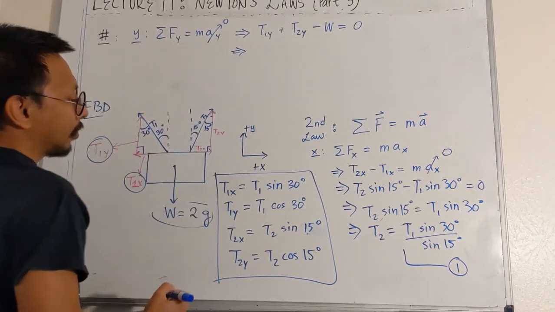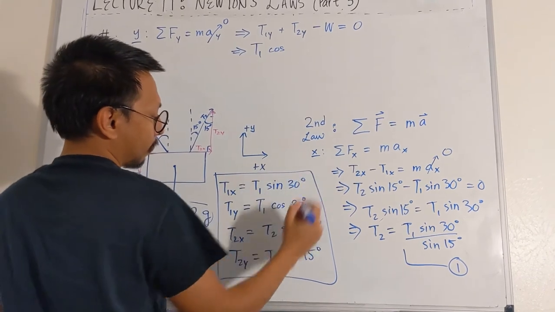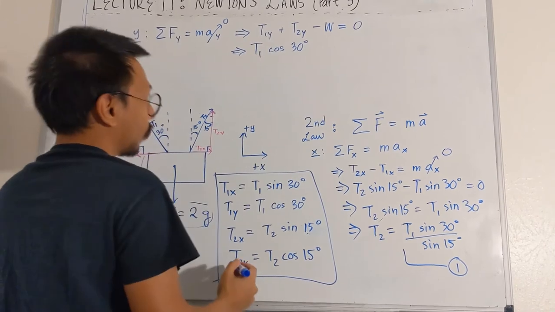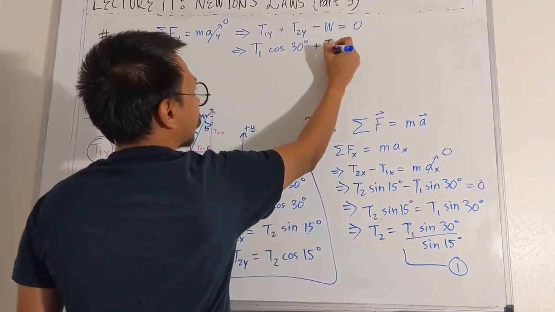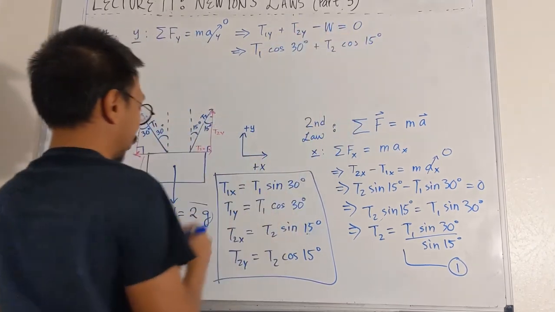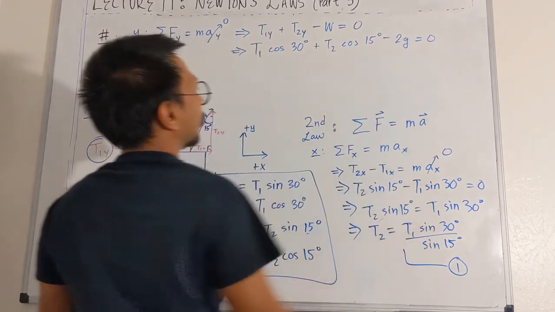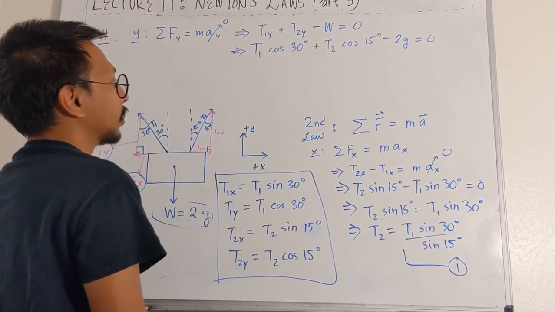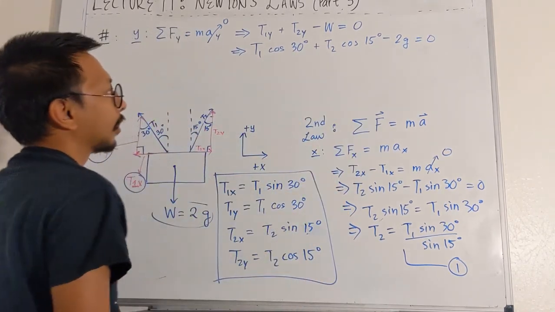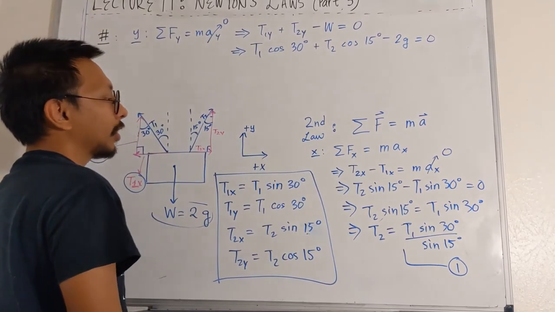Then what is T1y? It is T1 cosine 30. What is T2y? Plus T2 cosine 15. What is w? It is 2g, so minus 2g equals 0. Okay, so we have another equation with two unknowns, T1 and T2, and we have to eliminate one of those to make our life easier. How will we eliminate?